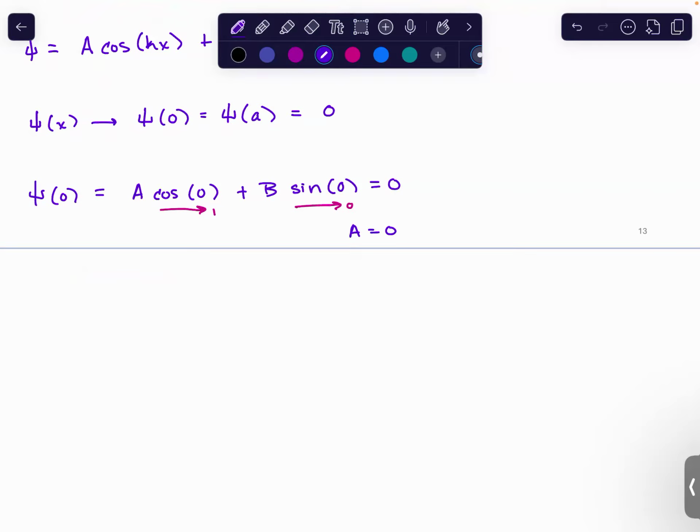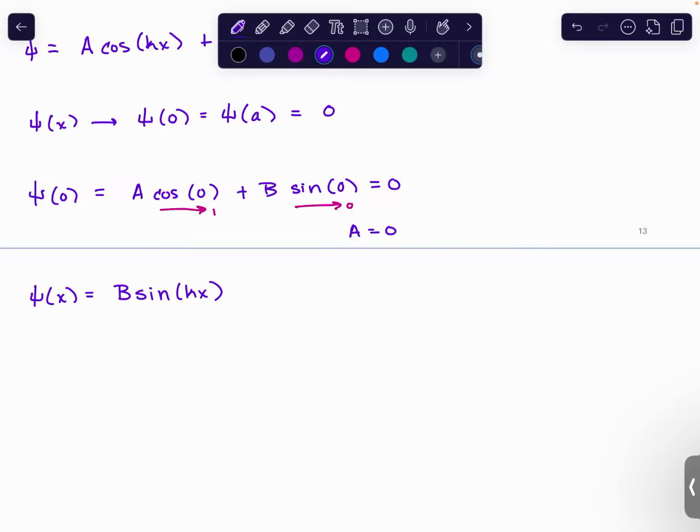So what does that do to our wave function? If A equals 0, what does that get rid of? A equals 0 will get rid of the cosine term. Right, so what we're left with is the sine term. Okay, so now we're here.